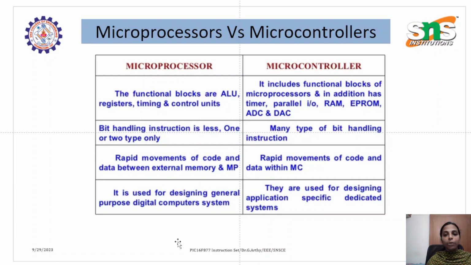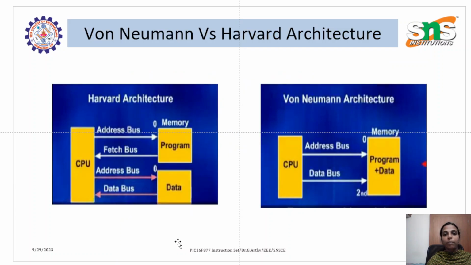In the case of microcontrollers, they have internal memories. So the movement of code and data will be between the memories. Similarly, microprocessors are commonly used for digital computers and microcontrollers are used for all special purpose applications.